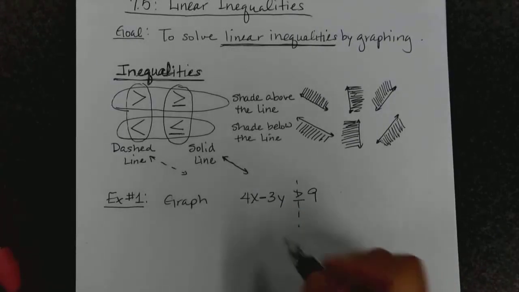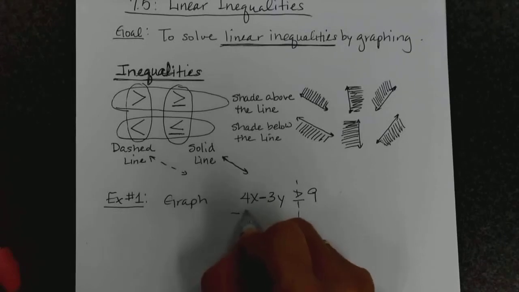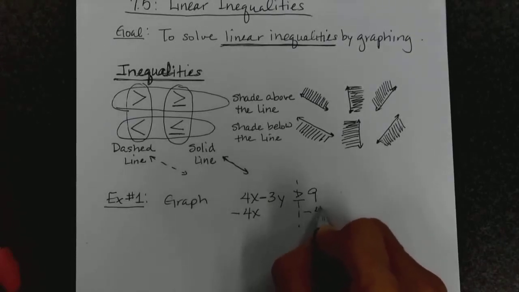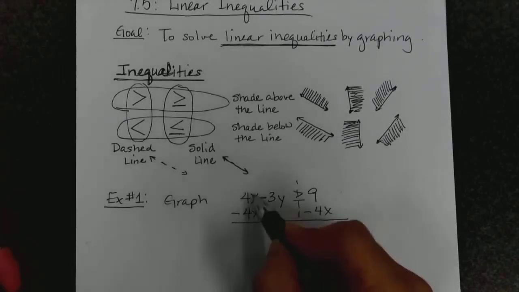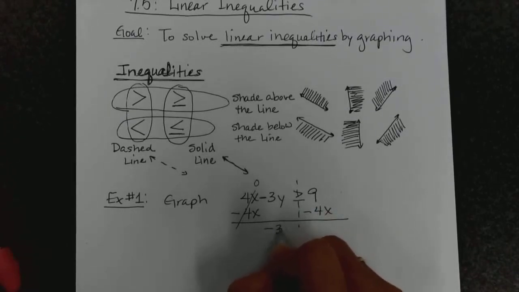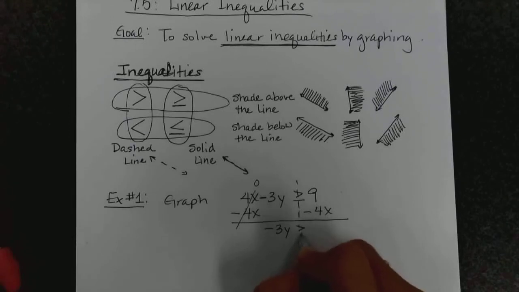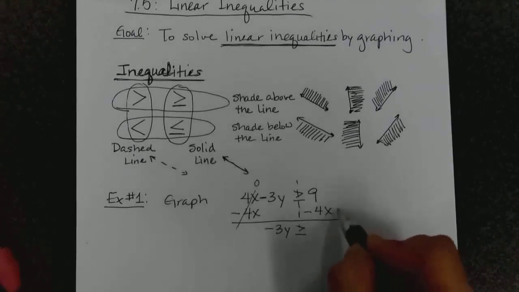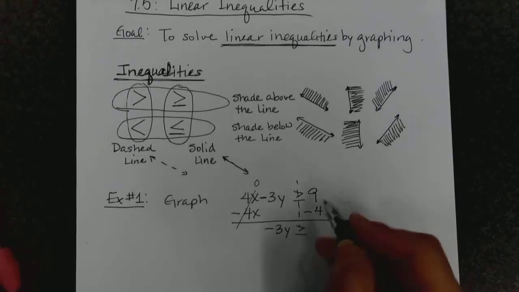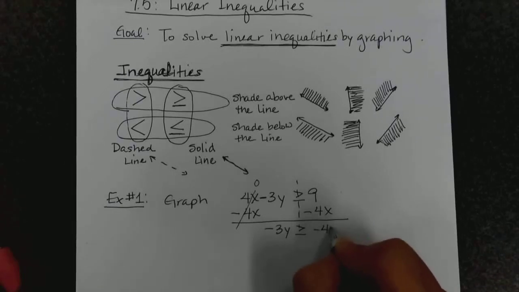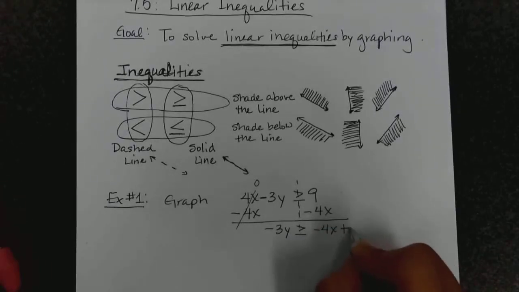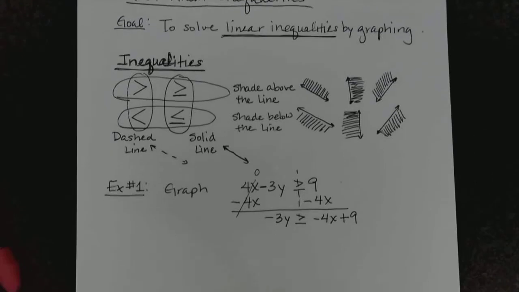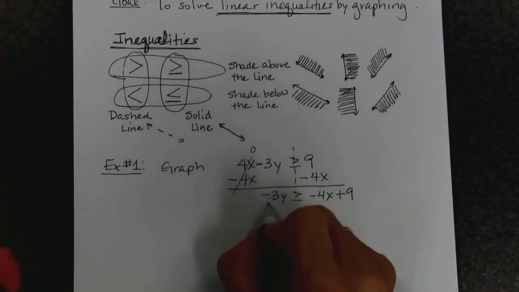To get rid of that 4x, we do the opposite of positive, so we're going to subtract 4x from both sides. 4x minus 4x becomes 0, and 0 minus 3y is negative 3y. Negative 3y is greater than or equal to, and because these are not like terms, we just put them next to each other: negative 4x plus 9. Once we get there, to get y by itself, we're going to divide by negative 3.